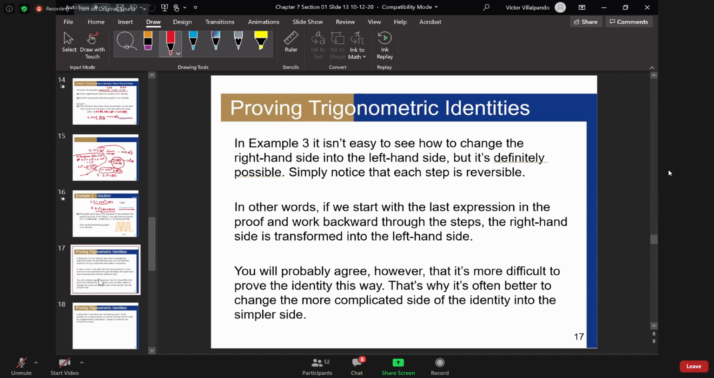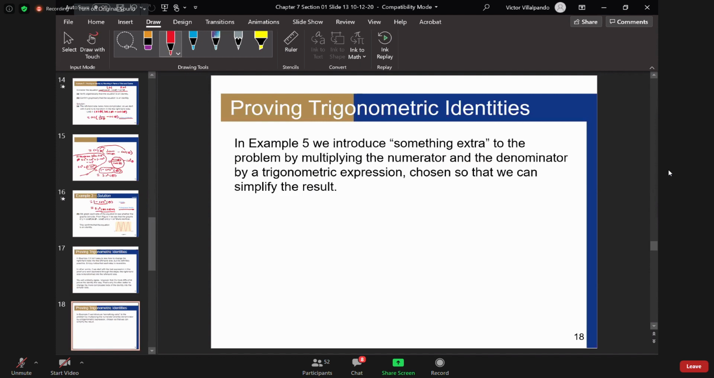All right, the last paragraph we're on says, you probably might agree, however, it's more difficult to prove the identity this way. That's why it's often better to change the more complicated side of the identity into the simpler side. So I just wanted to give us a little peace of mind. It's okay if you want to take the route of starting with the complicated side. But hey, I'll go for the one that looks less scary any day, even though it's going to be more challenging to get to the other side.